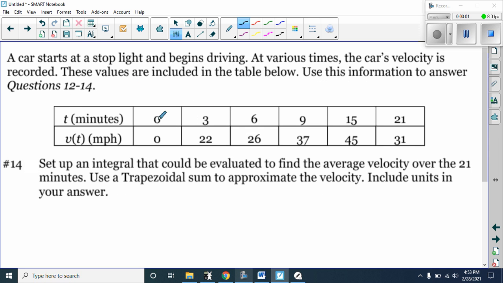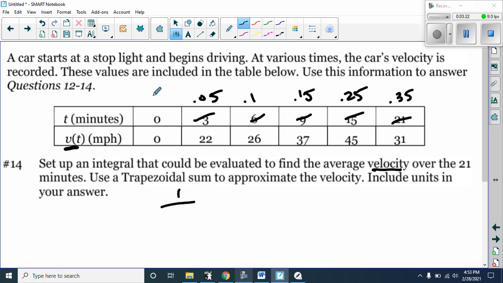Number 14 asks us to set up an integral that could be evaluated to find the average velocity over the 21 minutes. So average velocity, and we're given velocity, so that's an average value problem. So we want to do 1 over b minus a, 0.35 minus 0, times the integral from 0 to 0.35 of v of t dt.